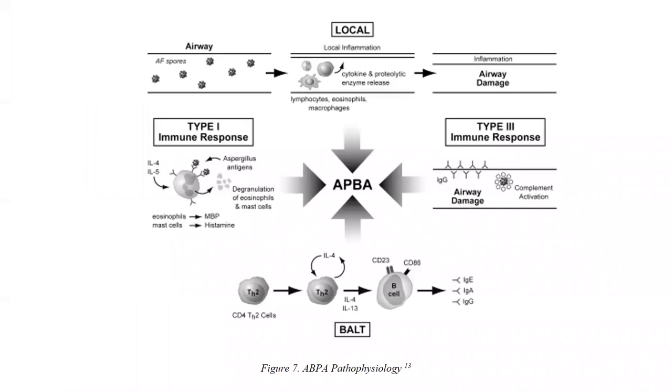I thought this was a pretty useful picture here, just putting the different immune responses together. So you can see the local inflammation at the top. This is like the spores themselves and the fungus releasing those toxins causing airway damage. On the left, you have the type 1 immune response, which is IgE mediated, causing the degranulation of the eosinophils and mast cells. Type 3 on the right side, the IgG-mediated and complement activation. And at the bottom, the T cells and B cells specific to the Aspergillus can produce antibodies, which can make inflammation worse.